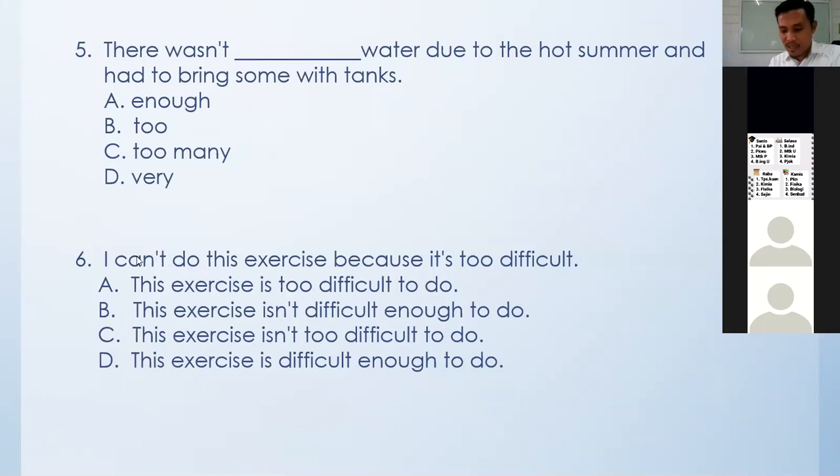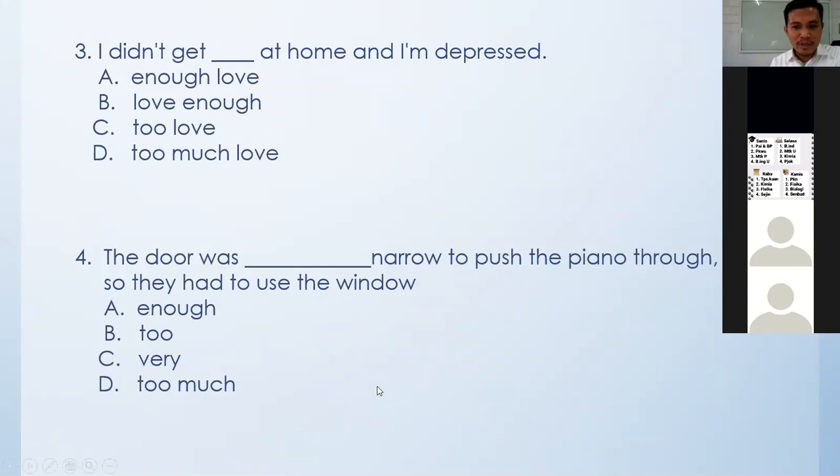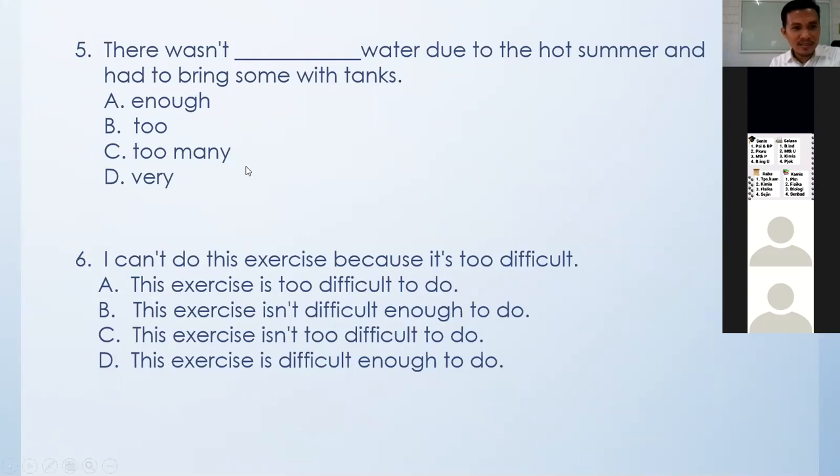So number four. The door was blah blah blah narrow to push the piano through, so they had to use the window. Which one is the best answer? Two, sir. The door was too narrow to push the piano through. Okay, that's right. Very good. Number five. There wasn't blah blah. What's the answer? Enough, not too much, but enough. In the last, we say enough. Okay, the answer is A.